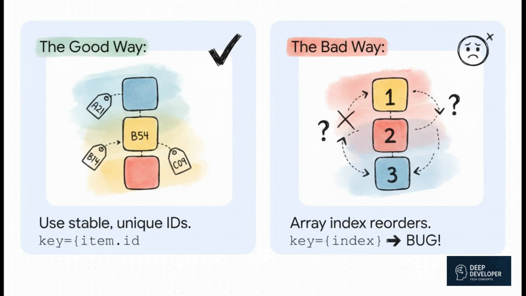And this slide shows the classic do this, not that. On the left, we've got the right way to do it. We're using a stable, unique ID that comes from our data, like todo.id. Perfect. But on the right, oh, this is the common mistake. Using the array index as the key. This is a bad idea. Why? Because if you sort that list or add an item to the beginning, all the indexes change. React gets totally confused and can't keep track of which item is which. It can lead to some really weird bugs.